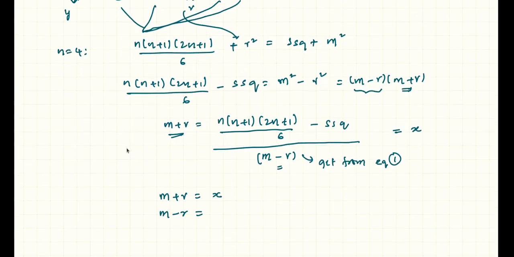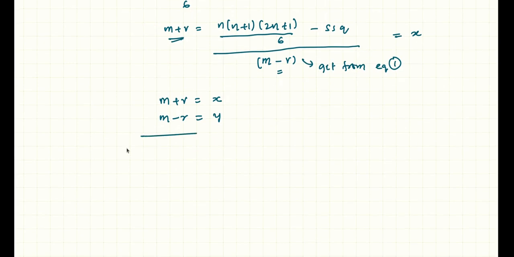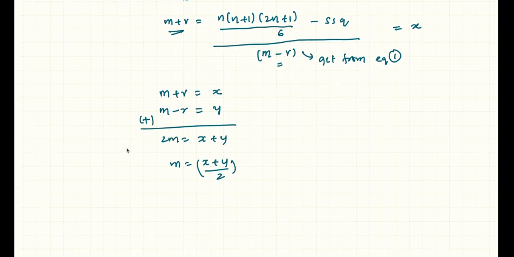And let's say m minus r is equal to y. So if we do summation of these two equations, it will be 2m is equal to x plus y, and m will be equal to x plus y divided by 2. If we do subtraction, we know already m, right? If you keep m in the first equation or second equation, m is basically, let's keep it in the second equation.